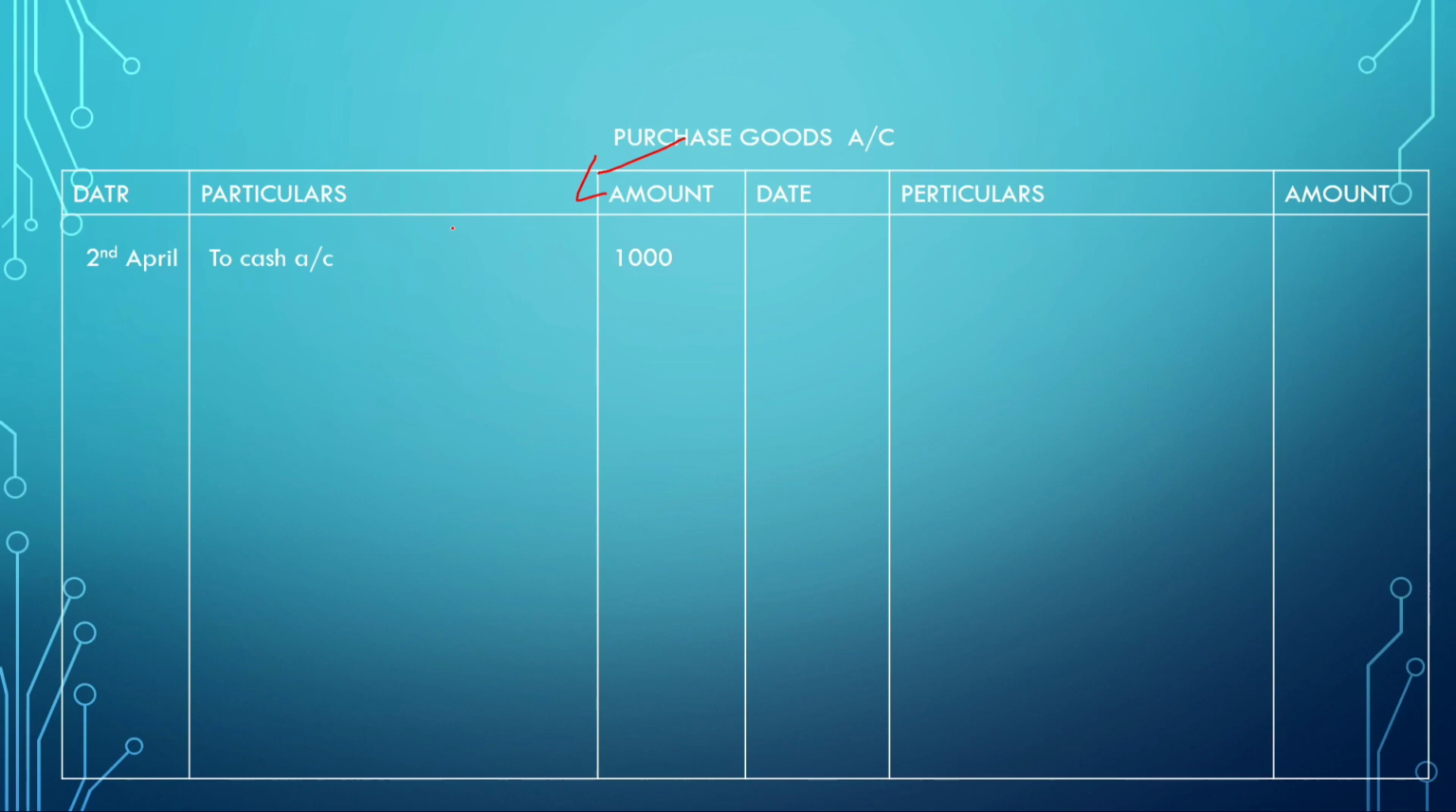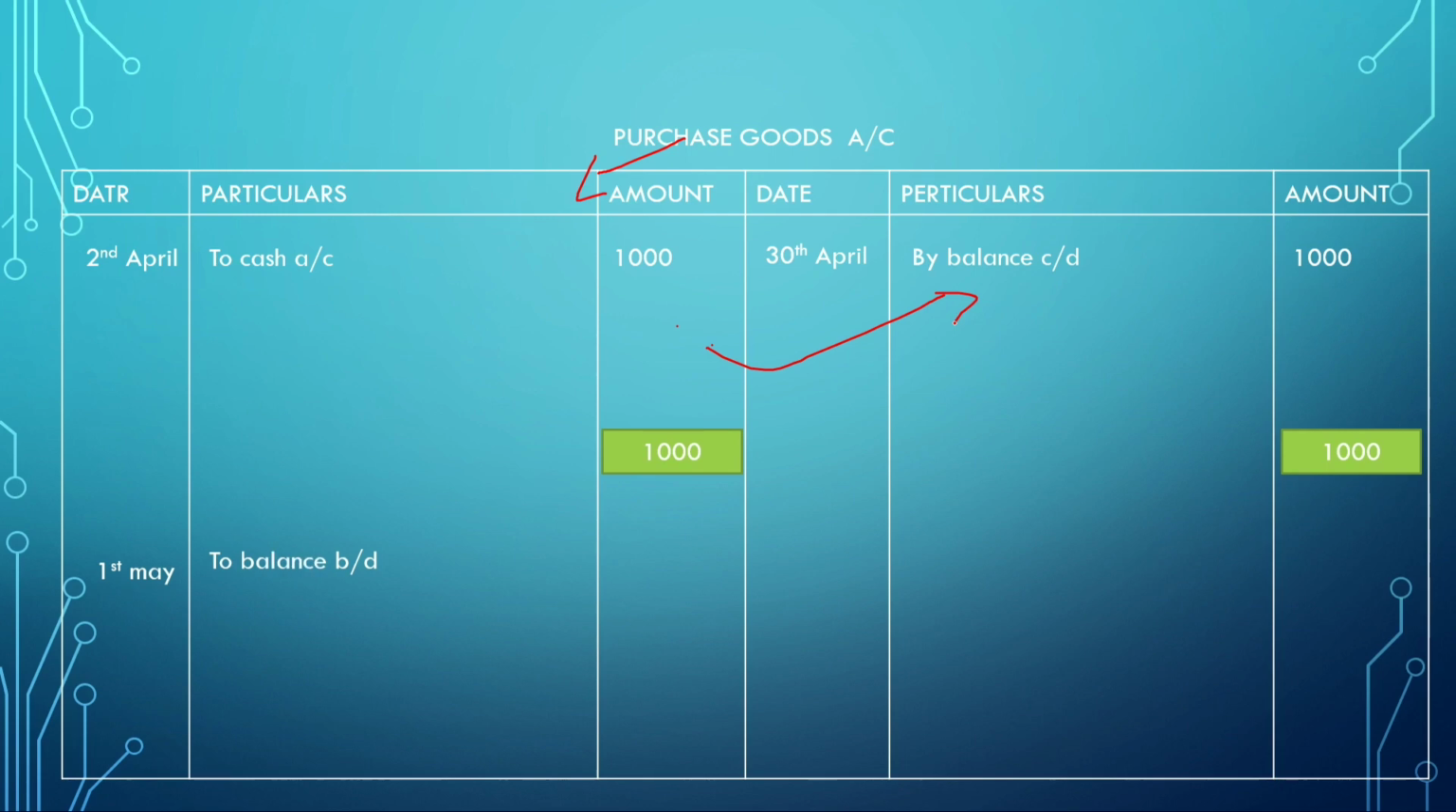Here also we can see only one transaction. So we'll go with the balances. The debit is the bigger amount, so we balance both sides, and we carry the debit balance to the credit, 1,000 rupees. So here we'll write by balance carried on, from debit side to credit side on 30th April, and this balance carried on will be forwarded to the future accounts. On 1st May it is to balance brought down, the difference amount of 1,000 rupees.